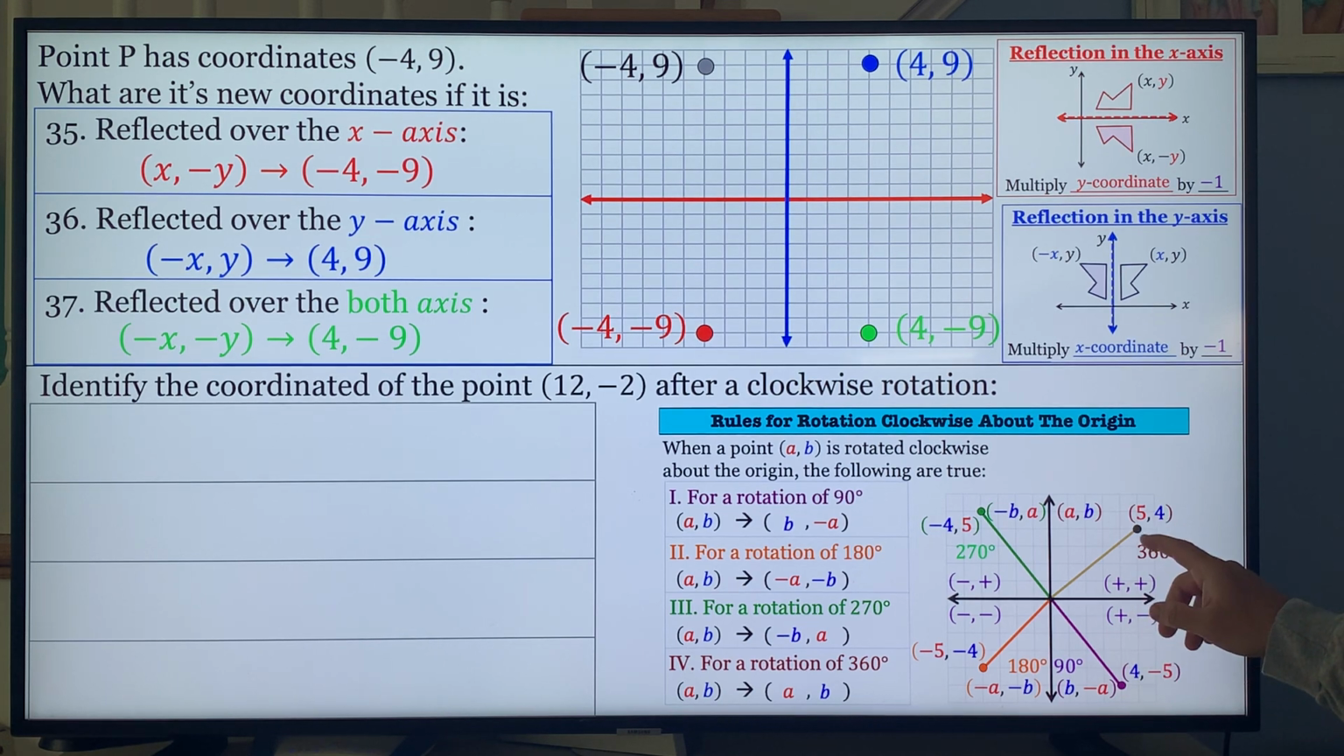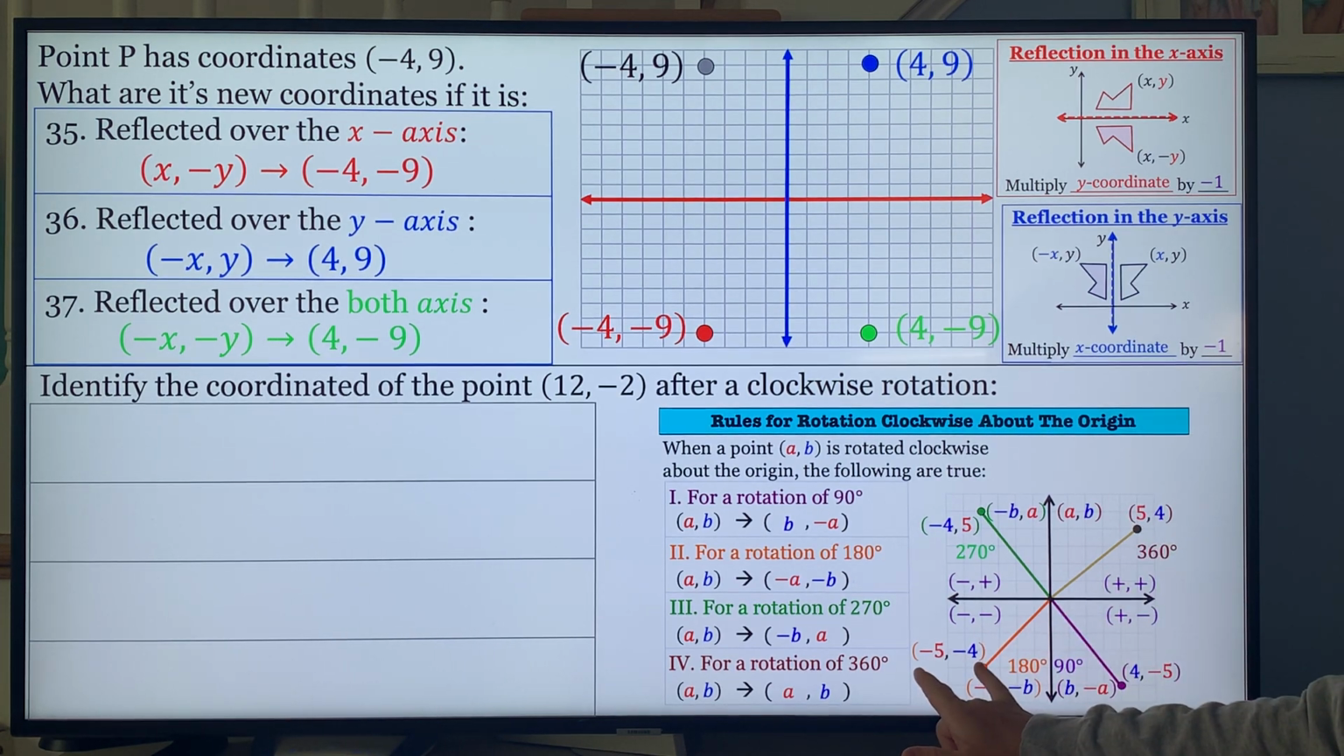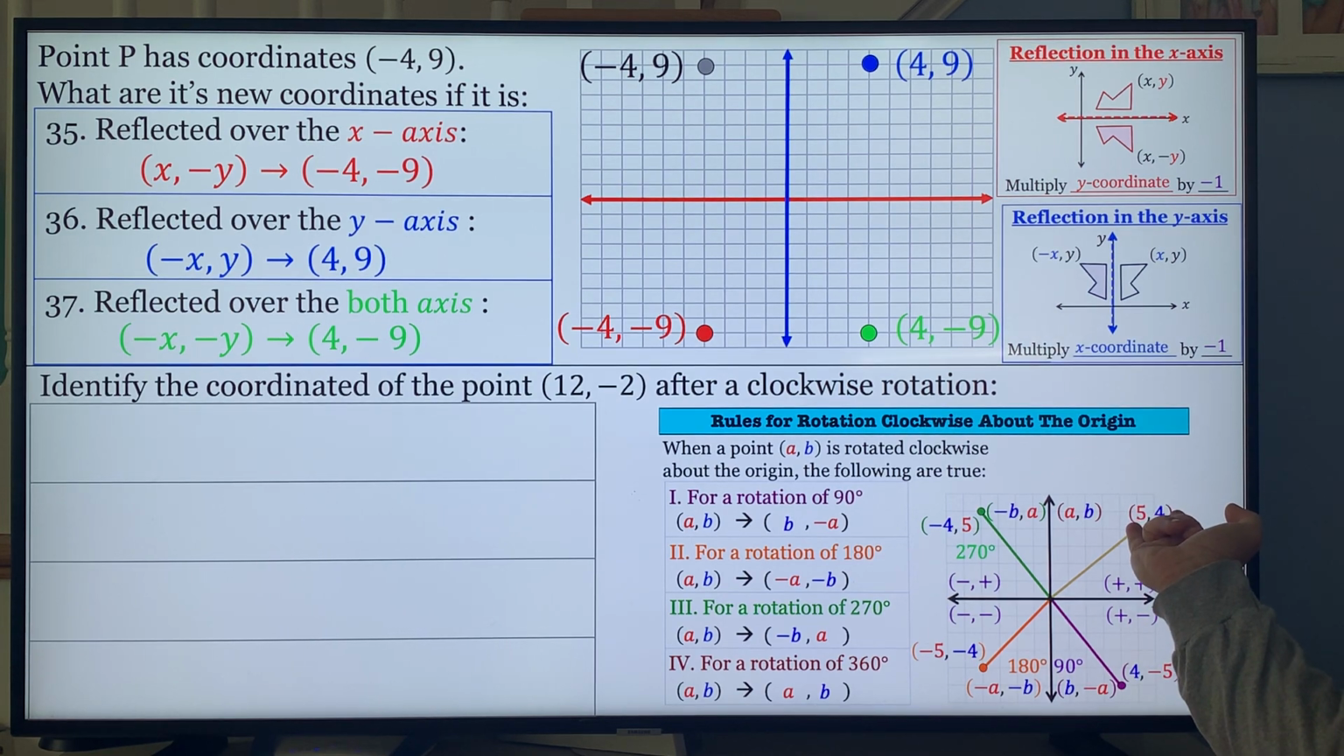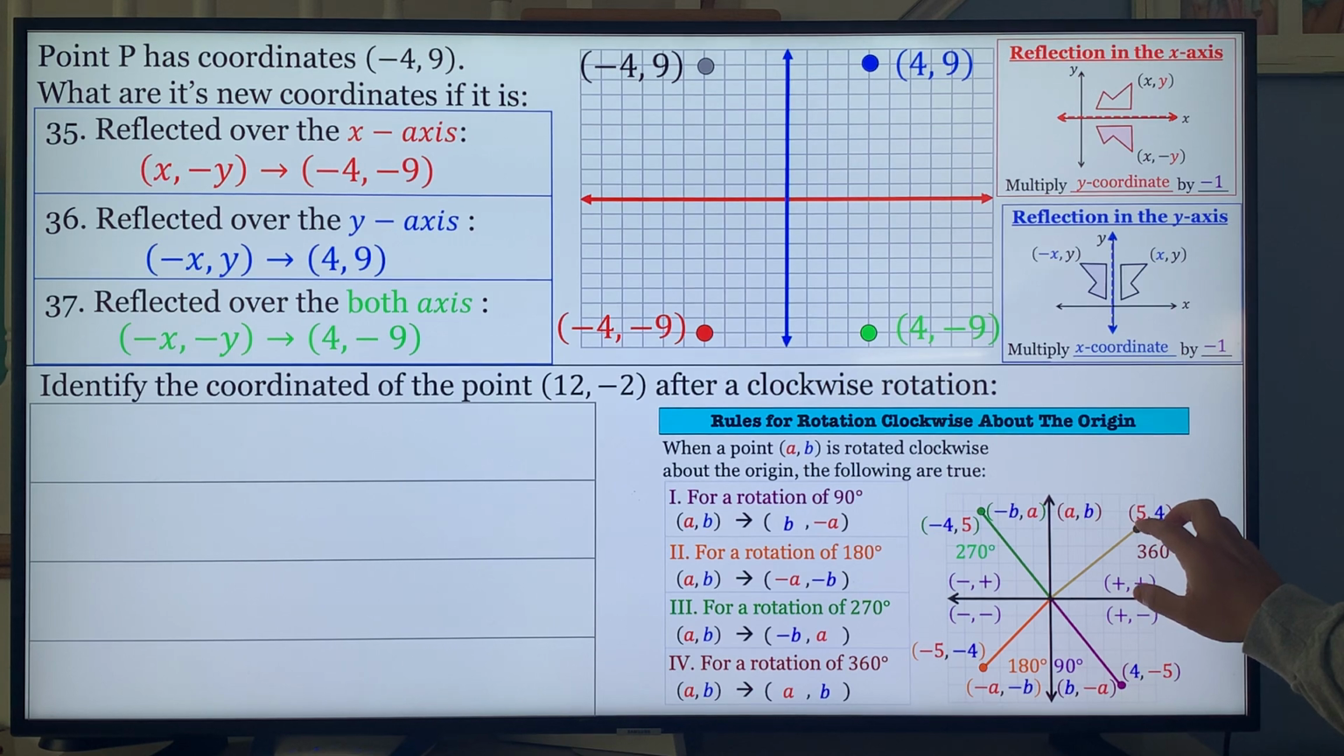So say you start here with 5, 4. If you want to rotate 90, you switch the 5 and the 4, and this becomes negative. So it's 4, -5. Say you want to move 180. You just take these two units, and you make them both negative. -5, -4. Say you want to go 270. You flip these, 5 and 4, right? And what you do is, you make this negative.